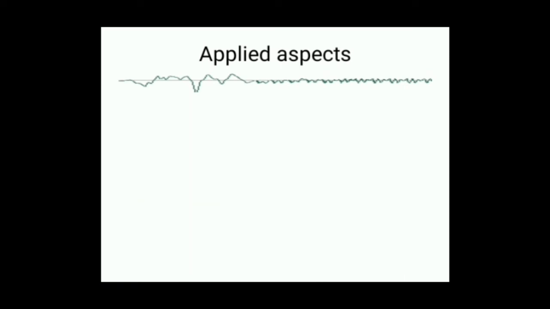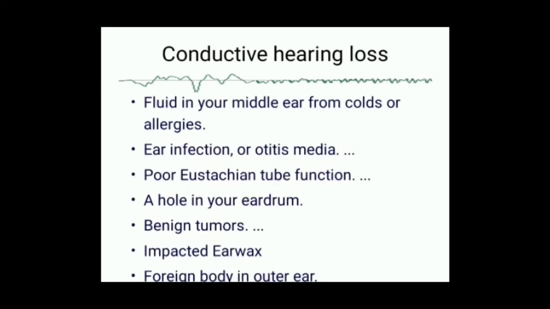So we will see a few applied aspects. So hearing loss or hearing impairment may be of conductive type. So here the problem will be either in the outer ear or the middle ear, impairing the transmission of sound to the inner ear. See, for example, fluid in the middle ear from cold or allergies, ear infection like otitis media. Otitis media means middle ear infection. Otitis externa means external ear infection. It may also be due to poor eustachian tube function.